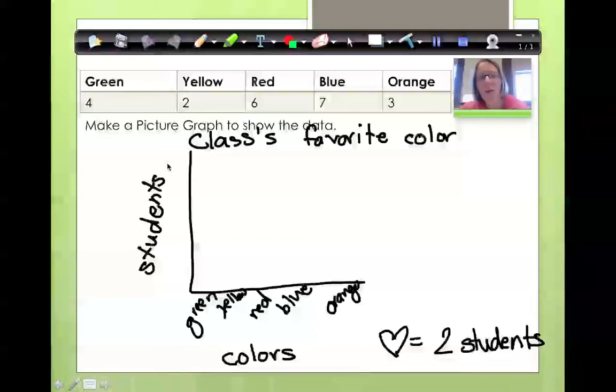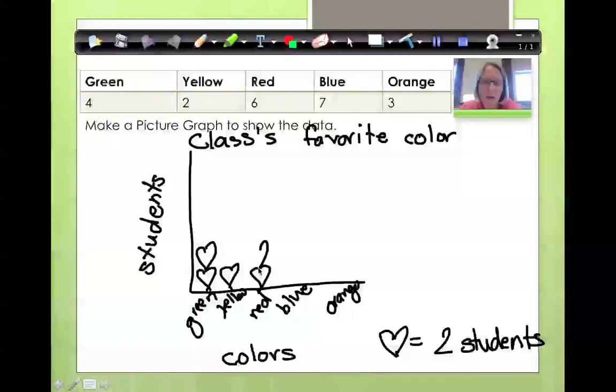Okay, well, how many hearts will I make? If there are 2 students, I would need 2 hearts, right? Because this would be 2 students, this would be 4 students. Okay, so yellow has 2. So how many hearts will I make? If 1 heart is 2 students, I would make 1 heart. Okay, red has 6. How many hearts will I make for 6? Well, 2, 4, 6, I would need 3, right?